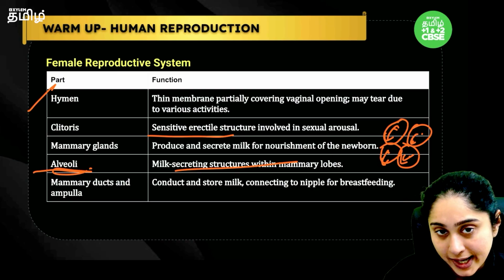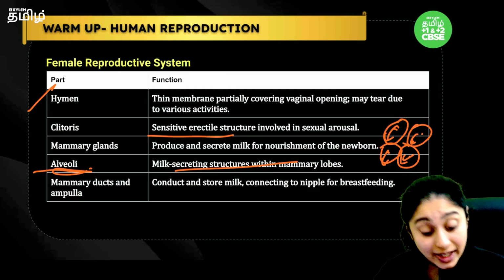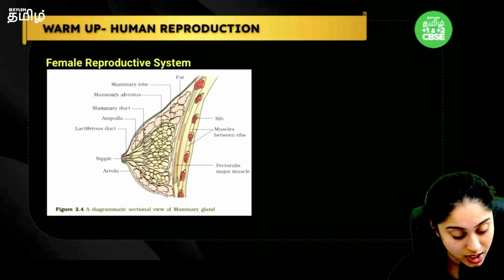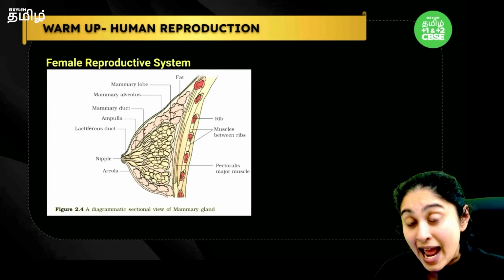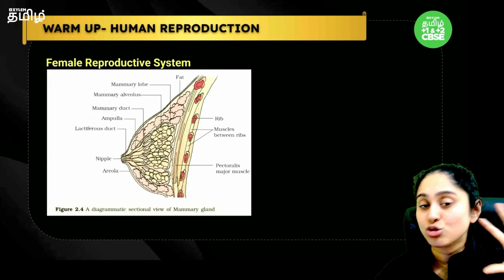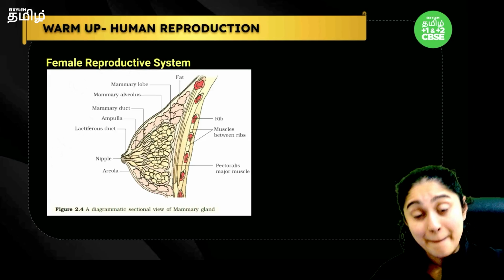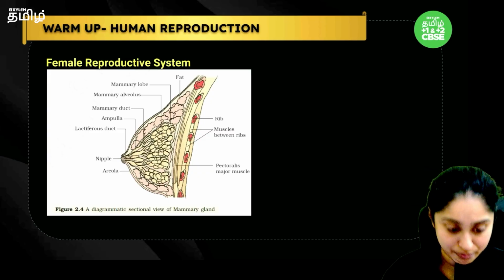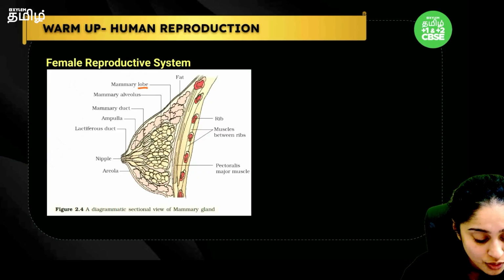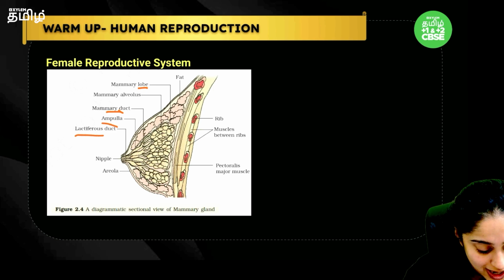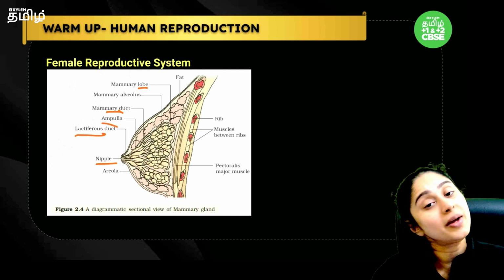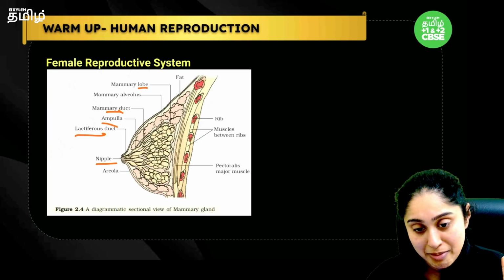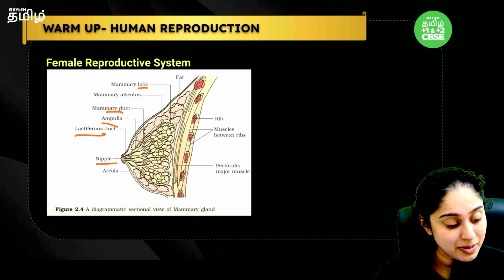Now when you look at the diagram of the mammary glands, before I go into the structure, you may not be asked to draw this diagram, don't worry, but the passage of milk is really important. Starting from the mammary lobe, we have the mammary duct, the ampulla, and the lactiferous duct opening out into the nipple. So the flow of milk is extremely important to remember. That's it about the female reproductive system.